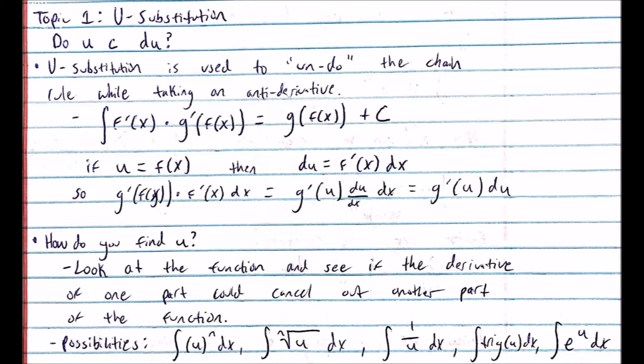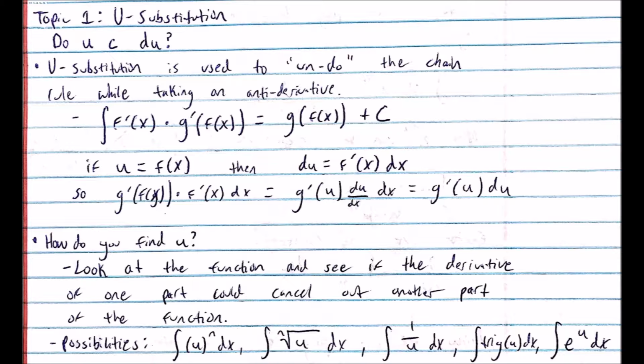So I like to think about this with, do you see du? That's a big hint. I always think about it because I look for the u in the problem and the du in the problem to see if I can cancel things out. So generally, u substitution is used to undo the chain rule while taking an antiderivative. The formula written out of this is the integral of f prime of x times g prime of f of x equals g of f of x plus c. So that just shows that's the inverse of the chain rule.